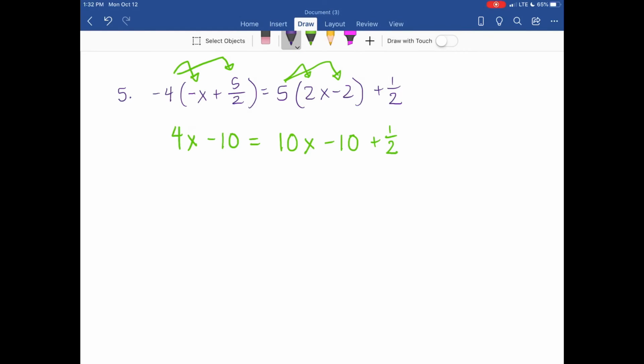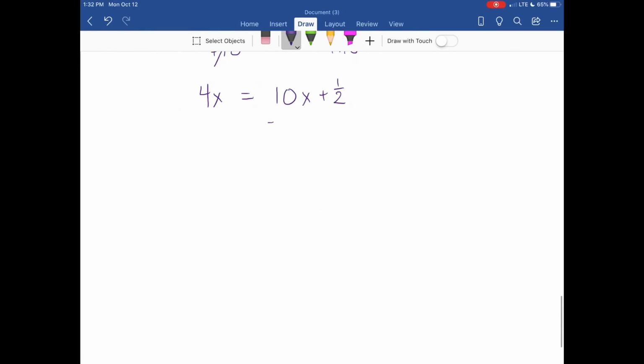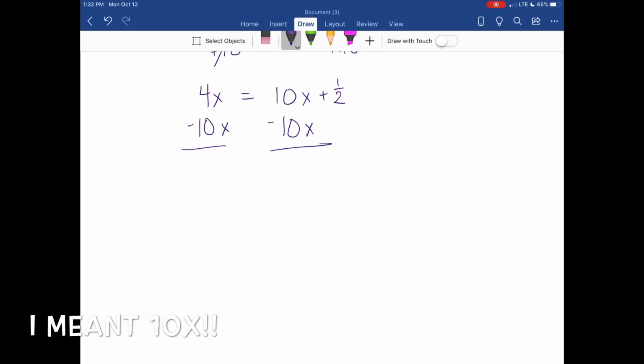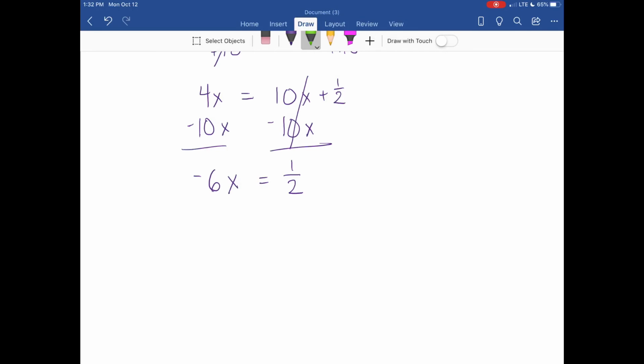Let's start combining some like terms. Let's add maybe 10 to both sides. Ooh, look at that. That's pretty good. So that leaves me with 4x on this side. And here I have 10x plus 1/2. Let's subtract. We're going to get the x terms together. Let's subtract 10x from both sides. And that gives us negative 6x equals 1/2. So maybe you are thinking, that's what I'm thinking, I'm going to divide by negative 6.